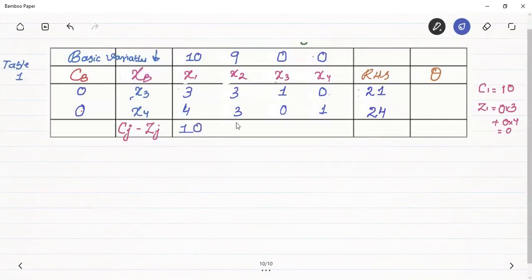After that, we have to find C2 minus Z2. C2 is simply 9. Z2 will be given by 0 multiplied by 3 plus 0 multiplied by this 3. Again, it is 0. Therefore, 9 minus 0 will again be equal to 9. Similarly, tell me what will we write in this space now? Continuing the same, what is C3 minus Z3?